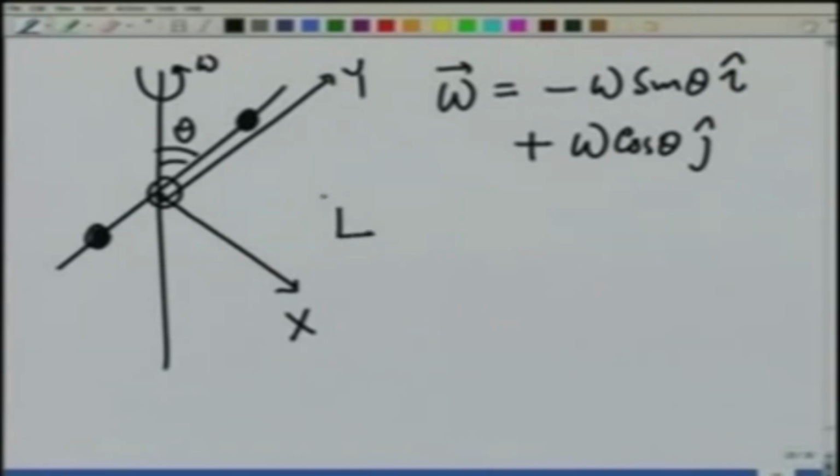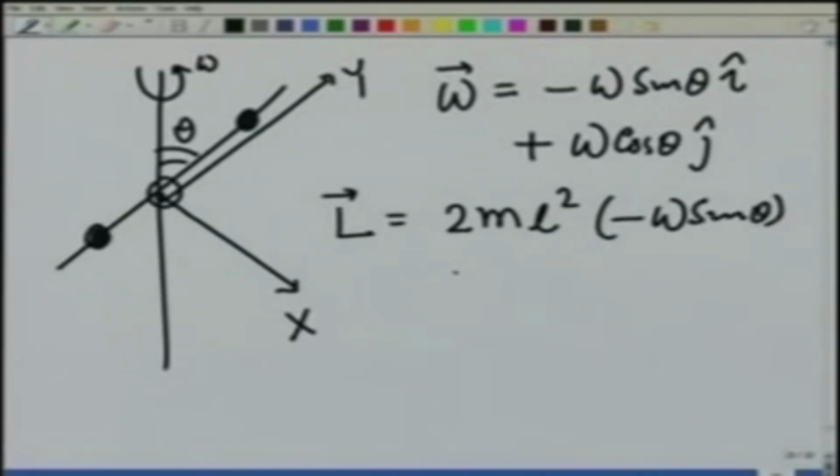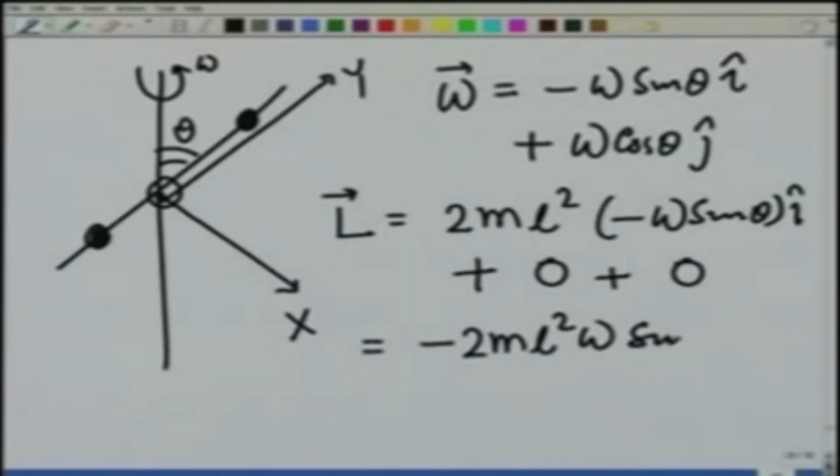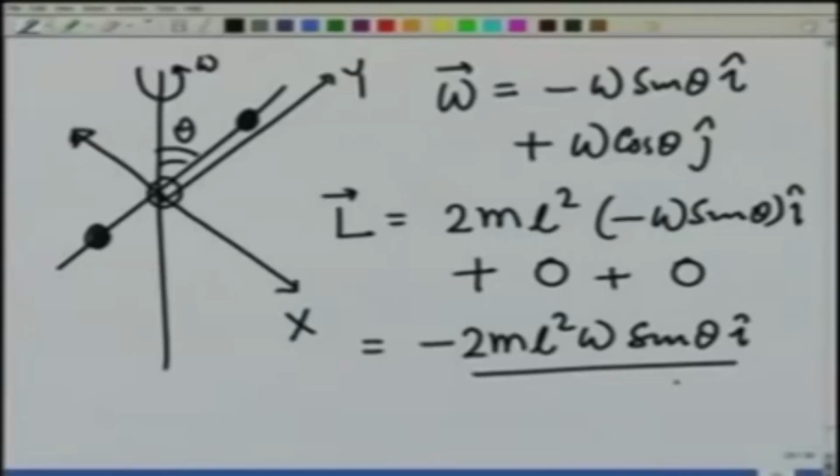Therefore, the L vector is going to be I x x times omega x, which is 2 m L square times minus omega sine theta, plus I y y, which is 0, plus I z z, which is non-zero, but omega z is 0. So that is 0. L comes out to be minus 2 m L square omega sine theta in the i direction, that is in this direction. Obviously, as the rod rotates, L will also rotate, because these axes are also rotating with the body. They are very specifically oriented about the body, but this is L.